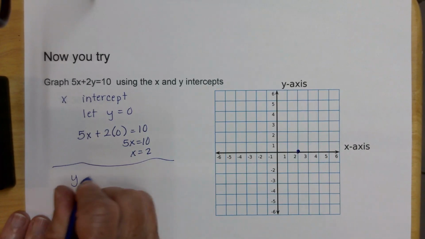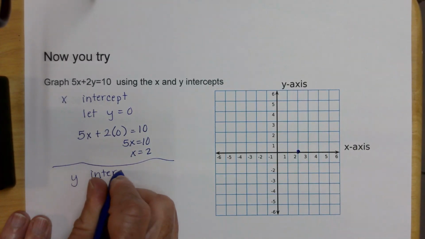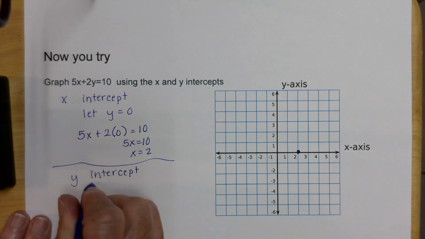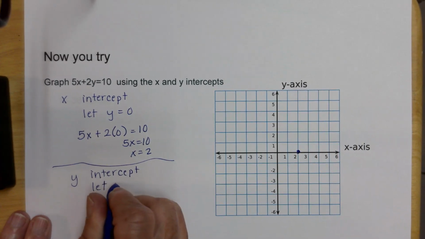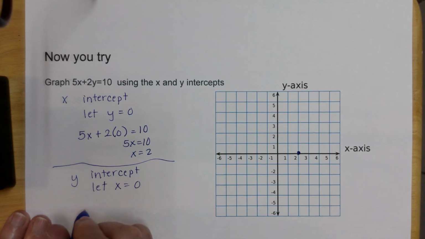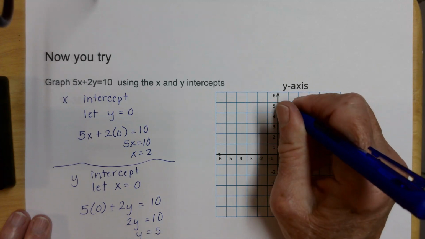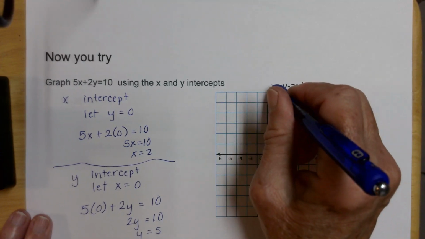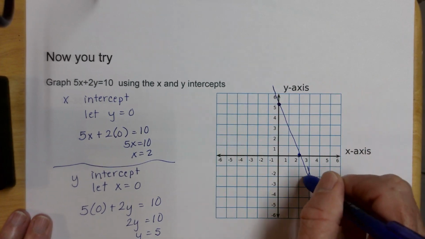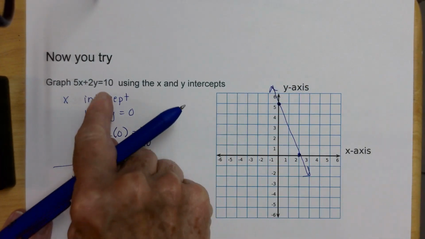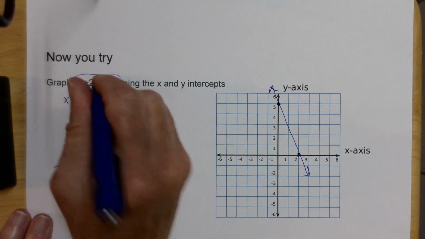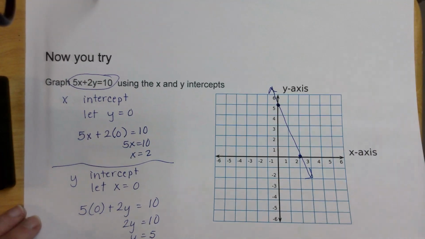The y-intercept, I'm going to let x equal 0. Okay, so I plug in 5 times 0 plus 2y equals 10. So 2y equals 10, or y equals 5. So I'm going to go up to 5 on my y-axis. And that's going to be the line represented by that equation using the x and the y-intercept.